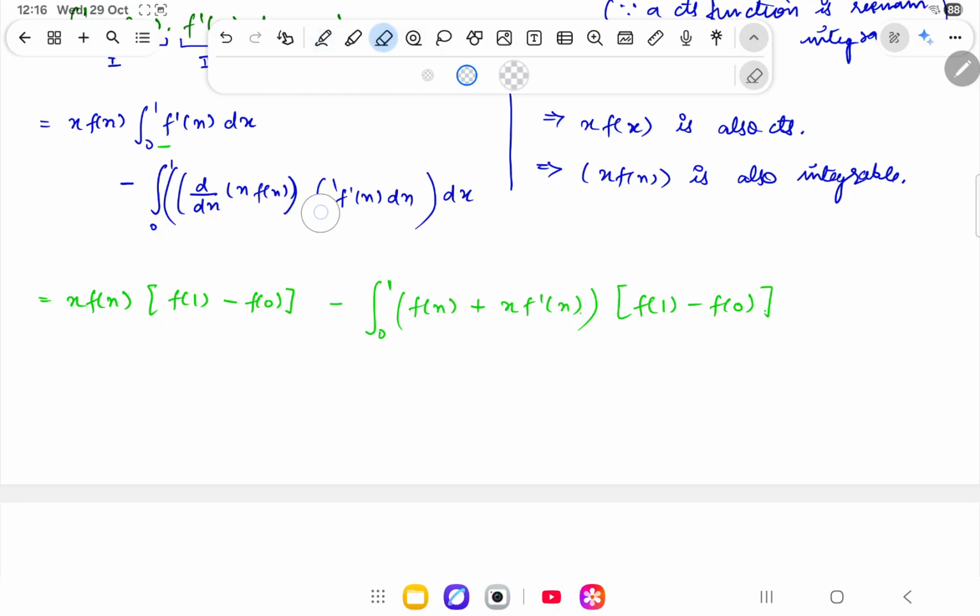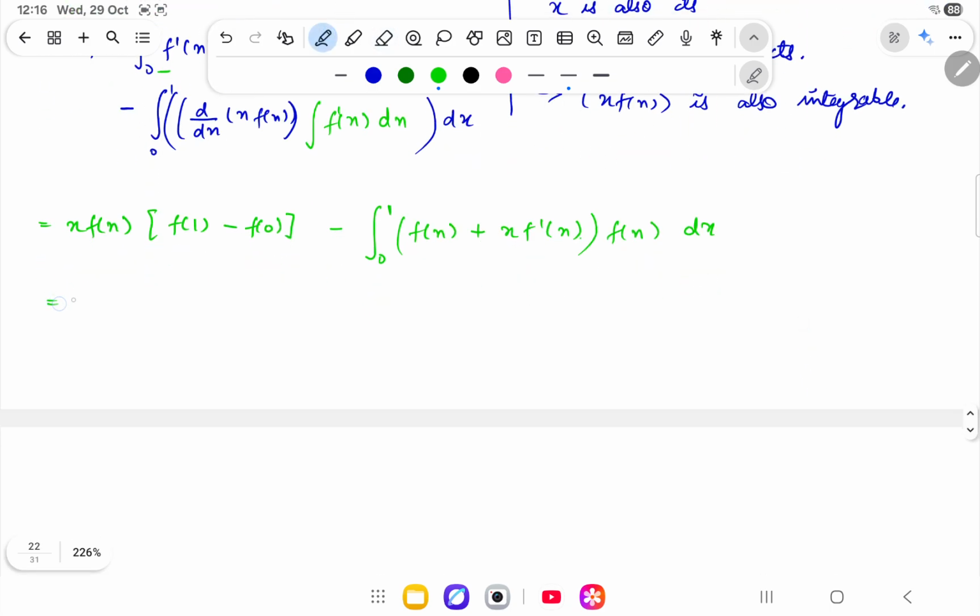Wait, here the limit won't be there, it will be the integration of f dash x dx. So from here we'll get f x only, and then we integrate this whole thing with respect to x. So it will be equal to x times f of x, and in the question they have given us that f of 1 is 0 and f of 0 is also 0, so this term will be 0 minus 0, that is 0, minus integration from 0 to 1 of f x square plus x f x f dash x dx.